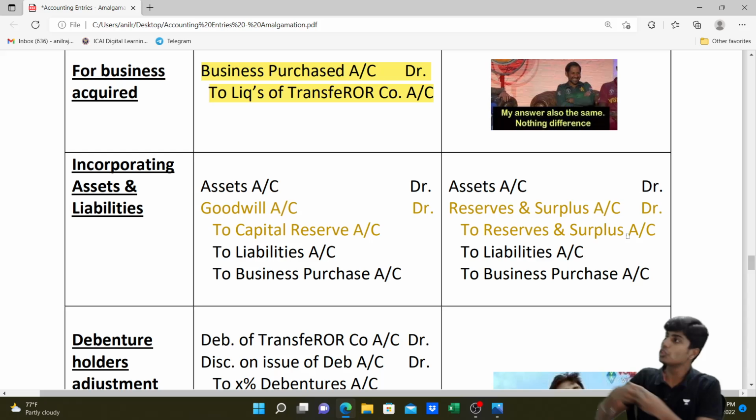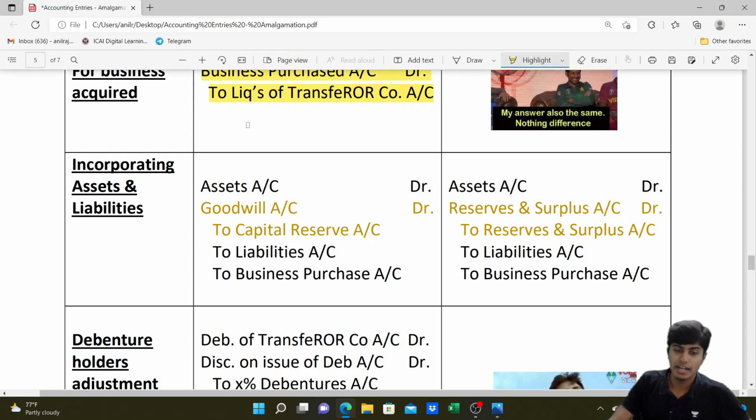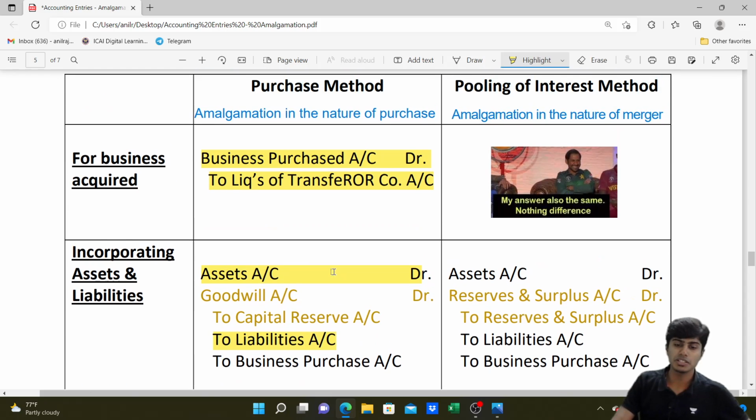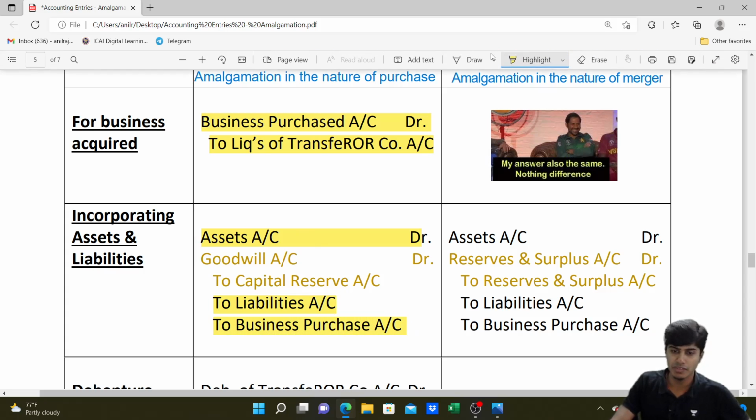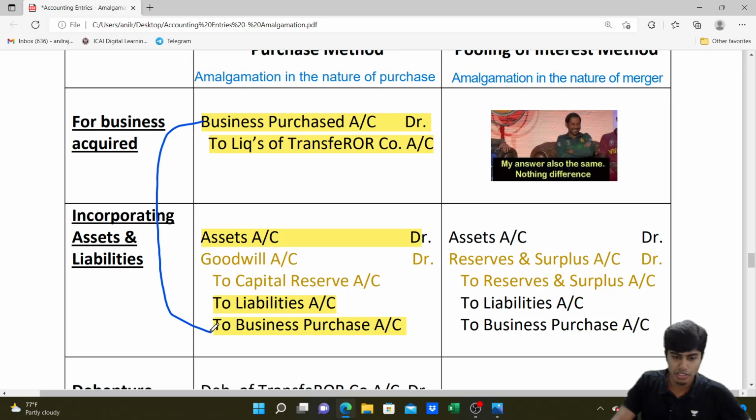And that box will throw it now. That box got empty now. So business purchase account will be credited. See, in this case, under purchase method, the entry will be assets account debit and liabilities account credit. And because the business purchase is now recorded and that business purchase box is no longer required, we'll close it by crediting. Whatever the debit that we had done here now for business purchase, that is closed now here by credit. And we are right now incorporating assets and liabilities.